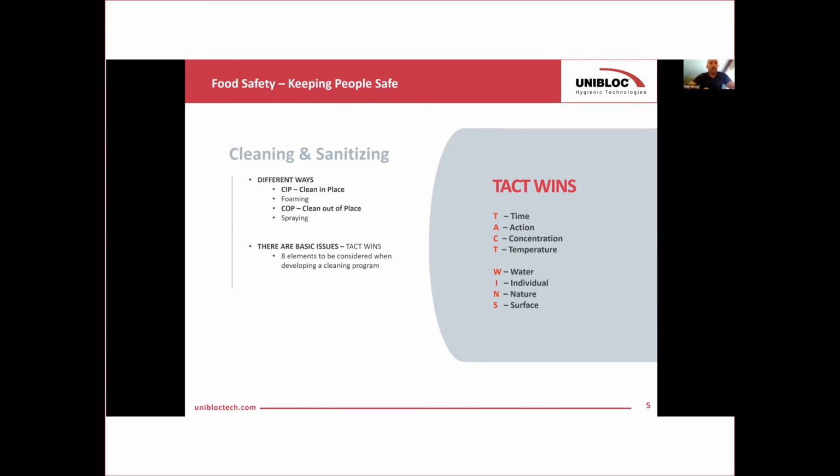There are a couple of basic issues when it comes to cleaning and sanitizing. They are summarized in an acronym called TACT WINS. These are 8 elements to be considered when you develop your cleaning program. They stand for T for time, A for action, C for concentration, and T for temperature. And then WINS stands for water, the individual, the nature of the product, and the type of surface that needs to be cleaned.